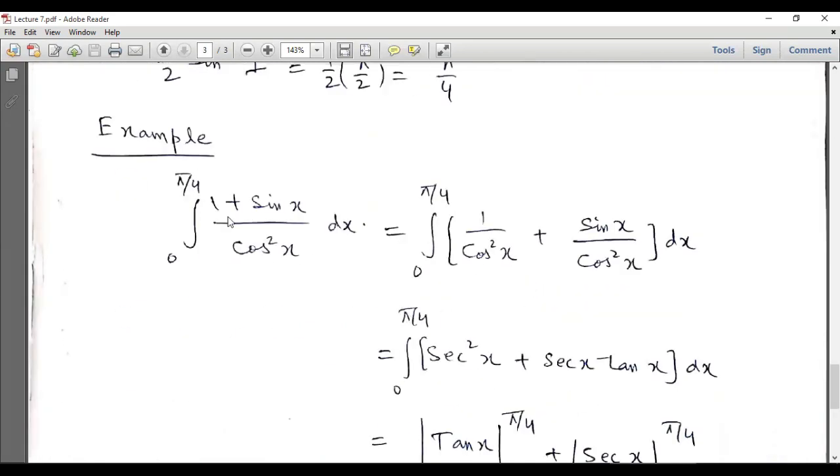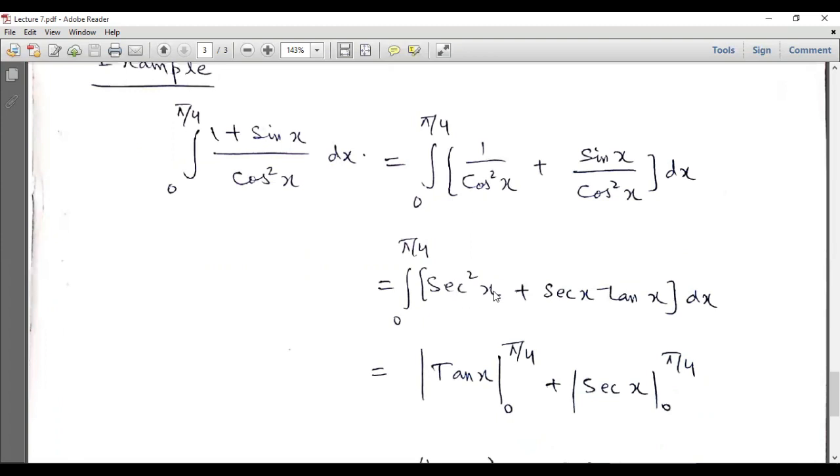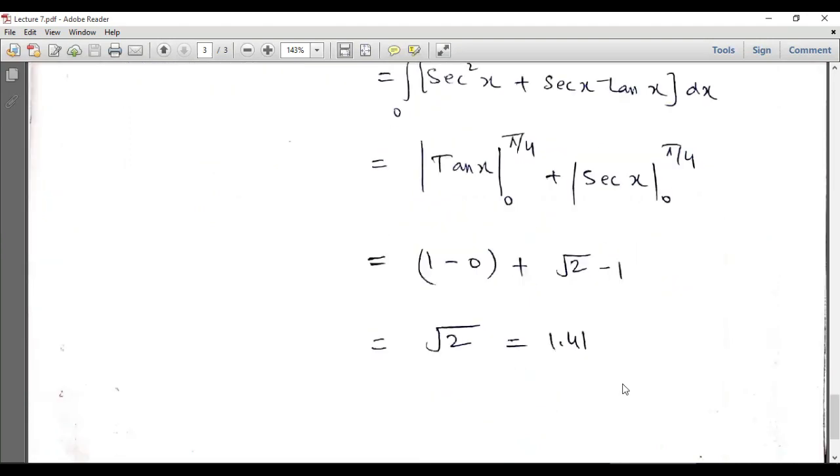Let's solve another example, and in this example we have to evaluate the integral of this expression. So this expression can be written as 1 over cos square x plus sine x over cos square x, integral from 0 to pi by 4. So this is secant square x, and this is equal to secant x tangent x. The integral of secant square x is tangent x, and the integral of secant x tangent x is secant x. So let's put these limits, and it will become 1 minus 0, and this will be square root of 2 minus 1. So the final answer is 1.41.